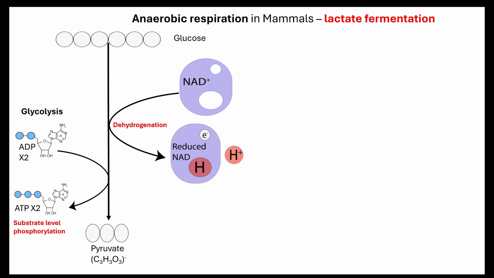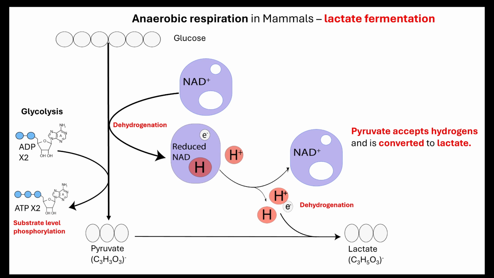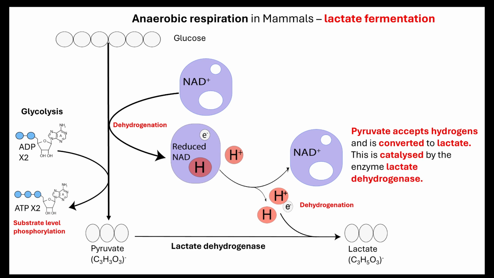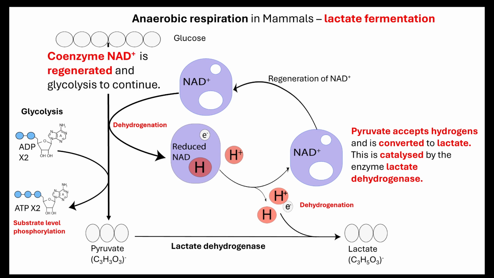So let's just look at that again through this process. The pyruvate is going to accept the hydrogens and be converted to lactate. Therefore, we have dehydrogenated the NAD, the coenzyme. We've dehydrogenated that through the process of a dehydrogenase. Lactate dehydrogenase is the enzyme that's going to catalyze that reaction. Now, coenzyme NAD is regenerated. The coenzyme NAD can now go back and glycolysis can continue.